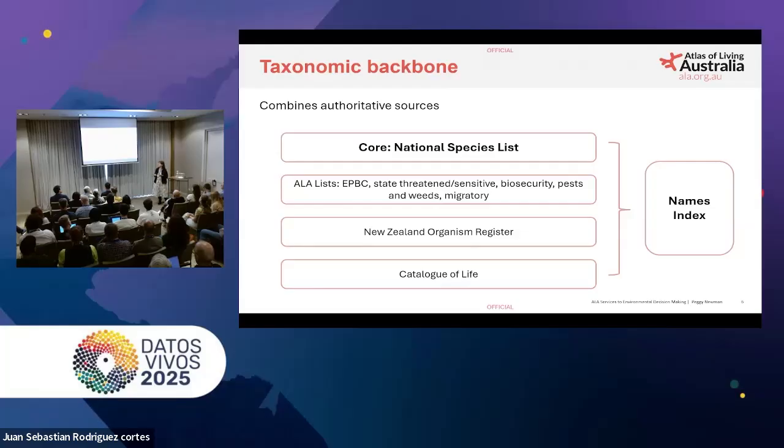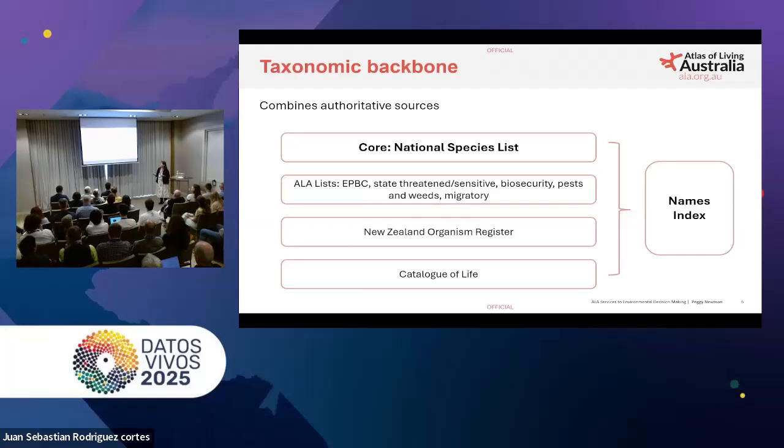mosses, fungi, etc. Then we make sure that we add in all of the jurisdictional lists. Some of those describe species, use different names, have spelling errors, different synonyms, those sorts of things. We need to add our sensitive lists in there, our biosecurity lists, which don't make the national lists, pests and weeds and stuff, and migratory. We bring in part of the New Zealand Organism Register because we manage the Australasian Virtual Herbarium, and the Catalogue of Life to pick up all the little things.